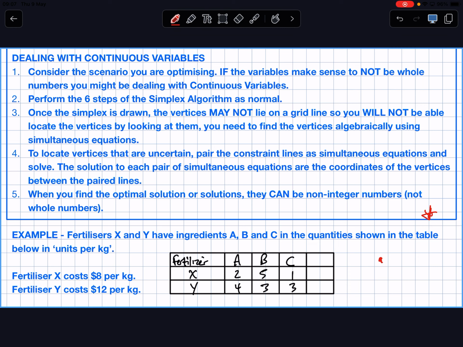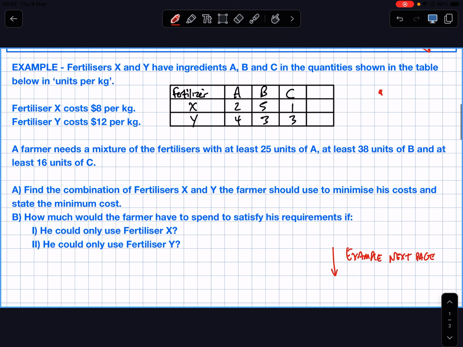Okay? So, let's look at these fertilizers. Fertilizers X and Y have ingredients A, B, and C in the quantities shown in the table in units per kilo. Fertilizer X costs $8. Fertilizer Y costs $12 per kilo. Farmer needs a mixture of fertilizers with at least 25 units of A, at least 38 units of B, at least 16 units of C. Let's highlight what's important. Is it important that it's $8 per kilo for X? Is it important that Y costs $12 per kilo?